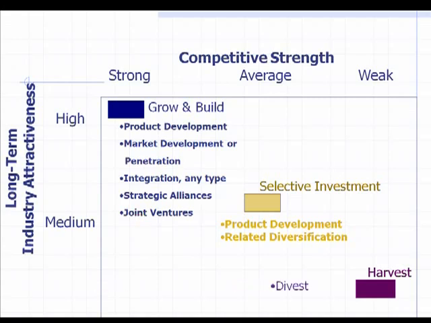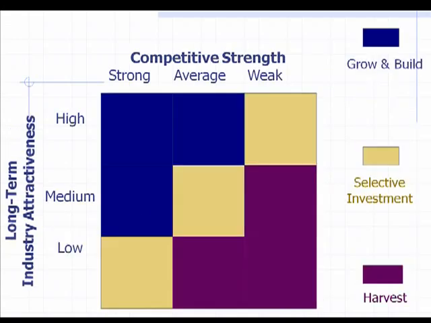And then the harvest strategies for the products that aren't in such a good competitive or industry positioning, we prescribe either complete divestiture, retrenchment, which is cost cutting, or perhaps to effect a turnaround strategy. So there's three types of strategies, again, that fall under this GE 9-cell matrix.